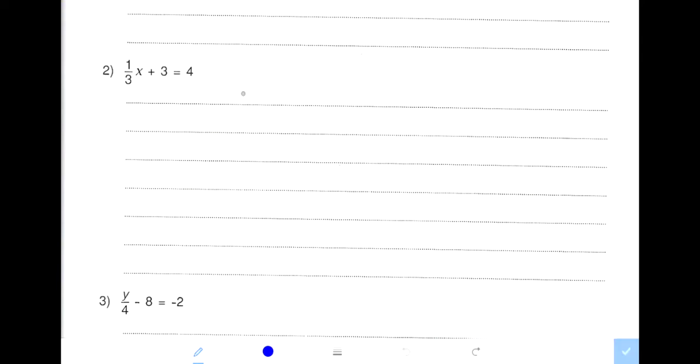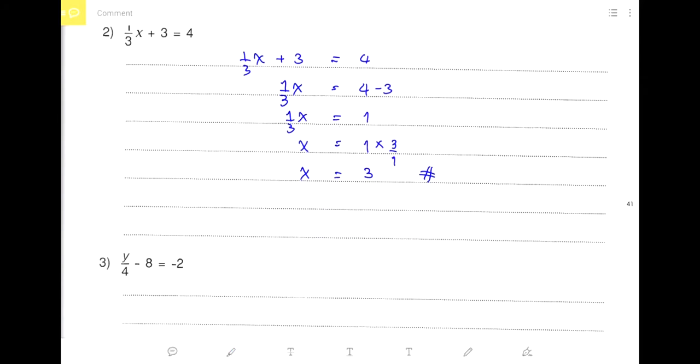This one, 1 over 3x plus 3 is 4. This is so easy. So 1 over 3x, I move this plus 3 to the other side. You have 4 minus 3, so 1 over 3x is going to be 4 minus 3, which is 1. 1 over 3, opposite of it is like 3 over 1, so you have x equal to 3. So easy. I just finished it.